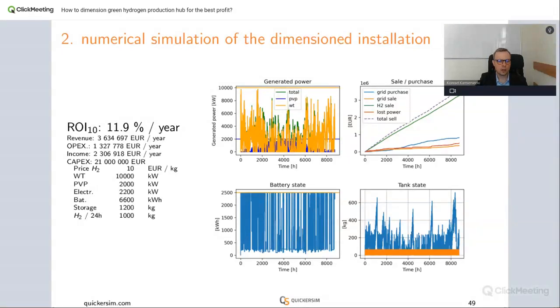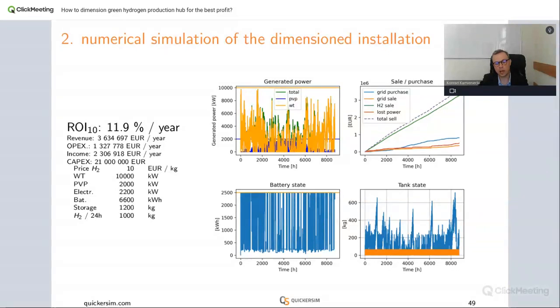Okay, so we know how much energy we have in the system at every minute or every hour, depending on what the time step in the simulation is. Then based on that, we can read how much energy we purchased from the grid. So this is the blue line. How much energy we sold to the grid. This is the orange line. And how much energy we lost. This is the red line. What does lost power mean? Lost power is, as you remember, we have a limitation with the grid, 1 megawatt. So if we sometimes have overproduction of energy, we cannot sell everything that we produce.